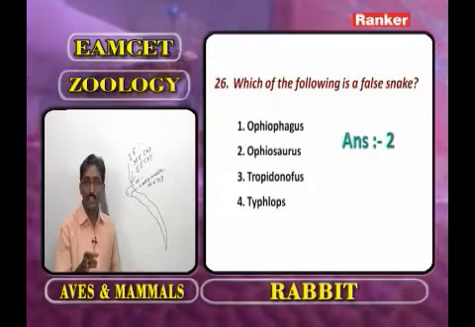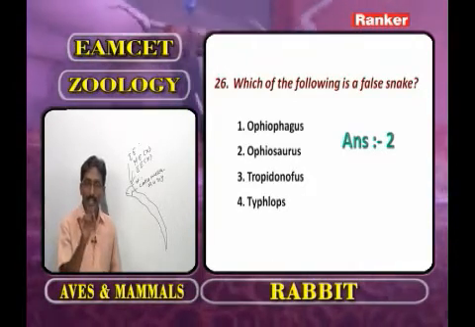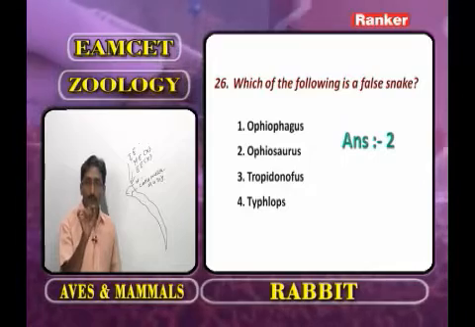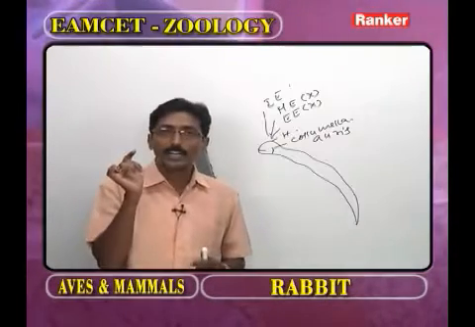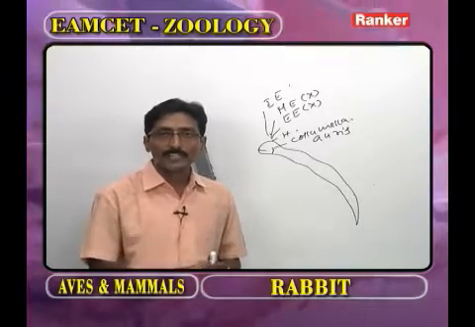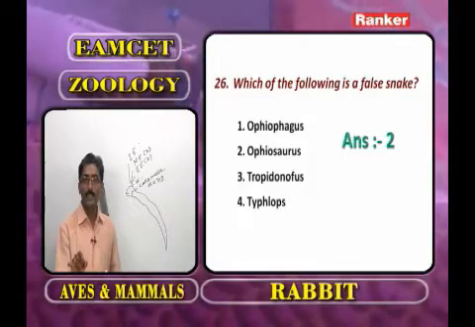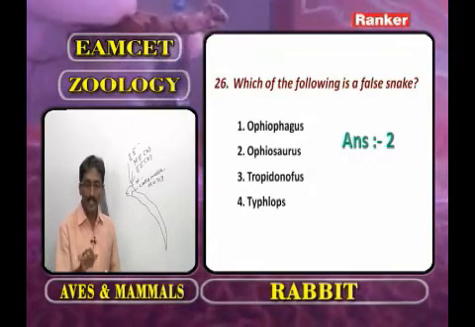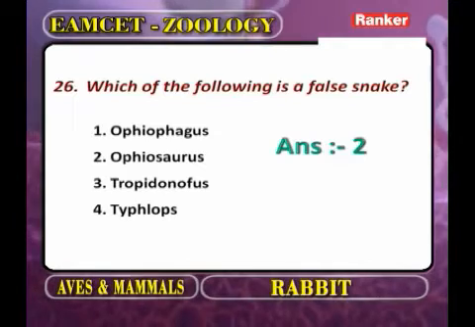Now the second one is Ophisaurus. It is not a snake. It is a lizard, but its body appears to be a snake. Its body is elongated like a snake, so it appears to be a snake, but it is not a snake. So Ophisaurus is a false snake. It means it is a lizard. So the correct answer is the second one. Now we go for the next question.